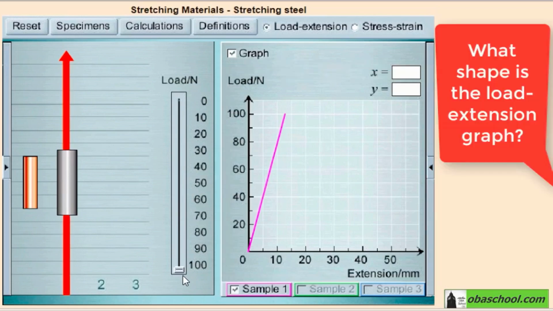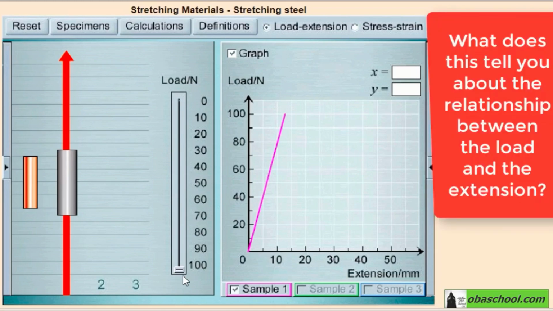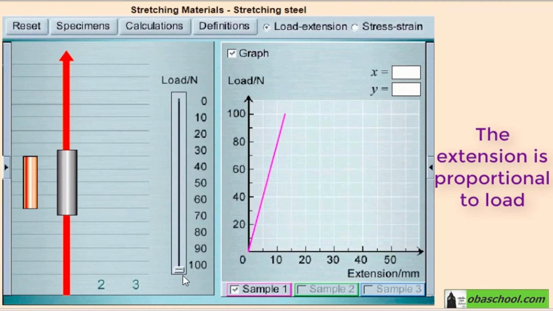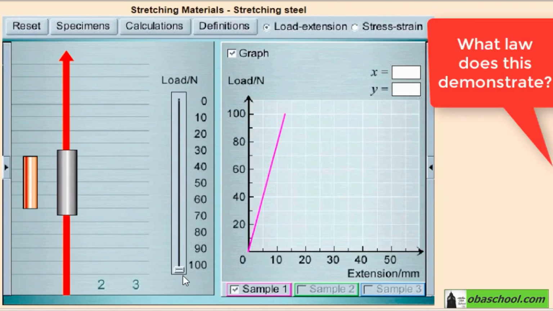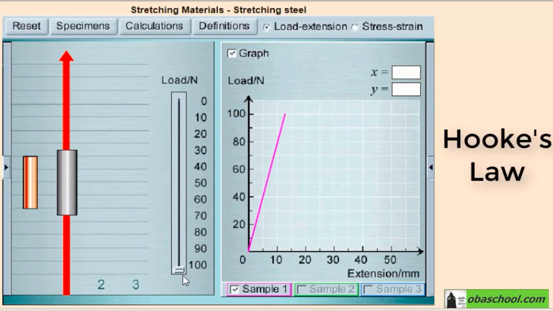What shape is the load extension graph? Well, it is a straight line. And what does this tell you about the relationship between the load and the extension? The extension is proportional to the load. And what law does this demonstrate? Yes, it's Hooke's law.